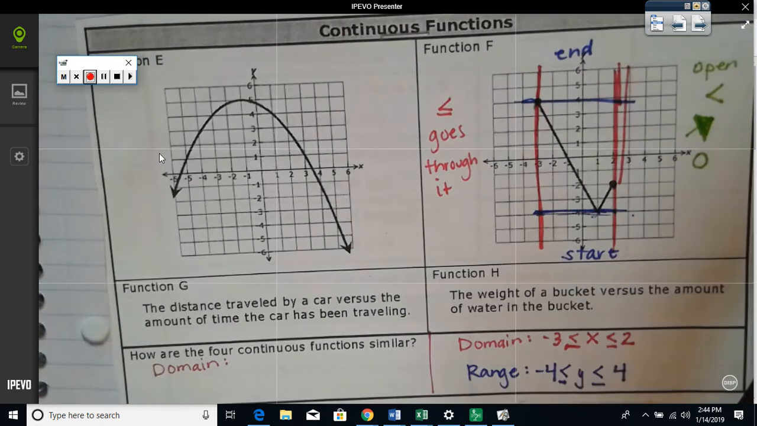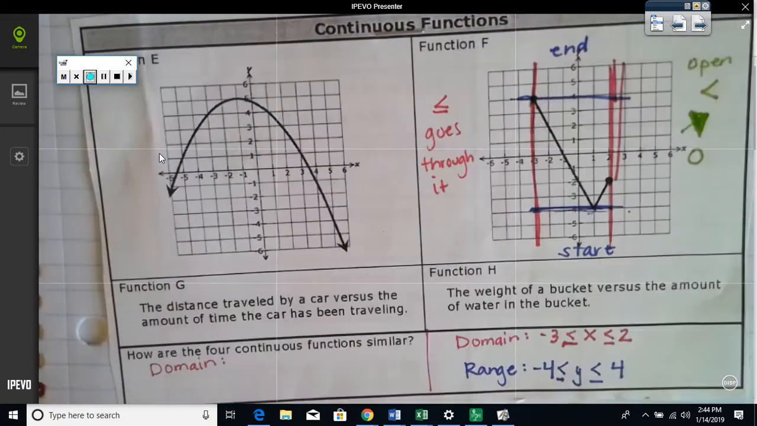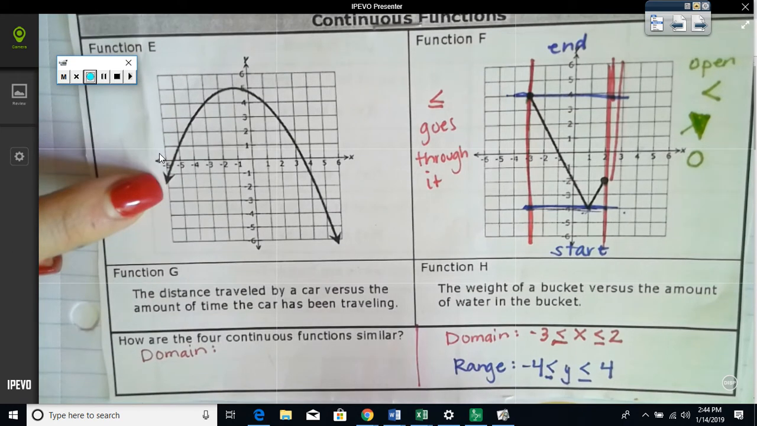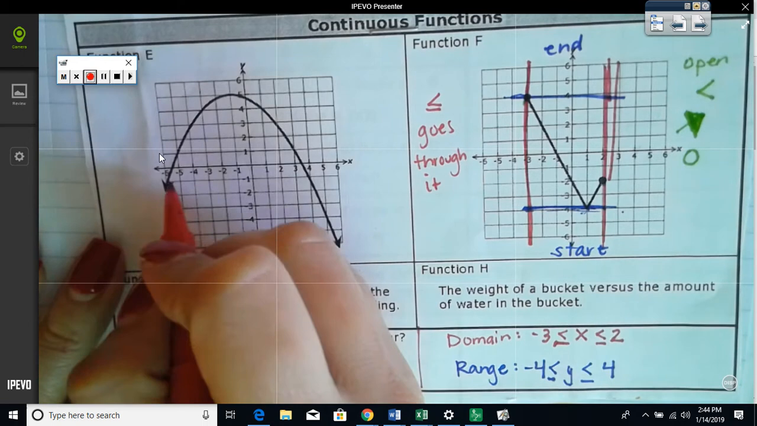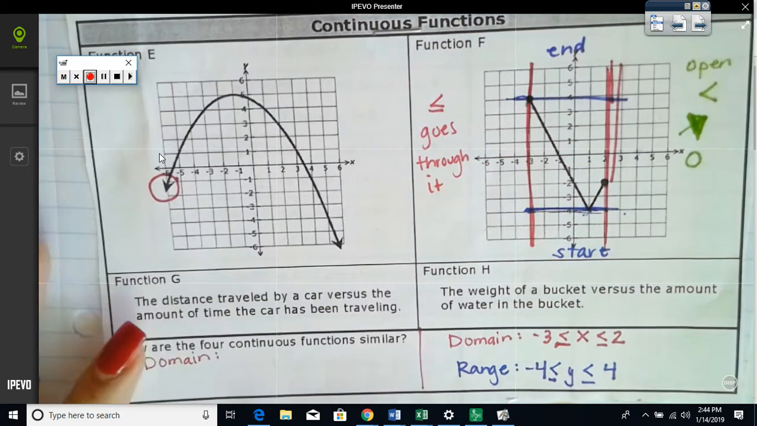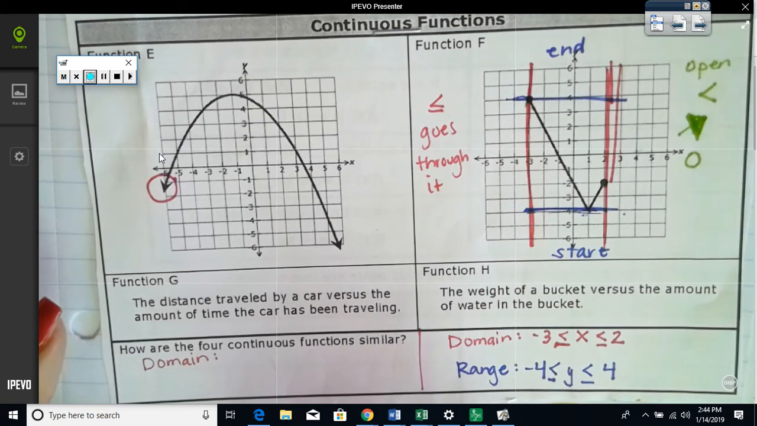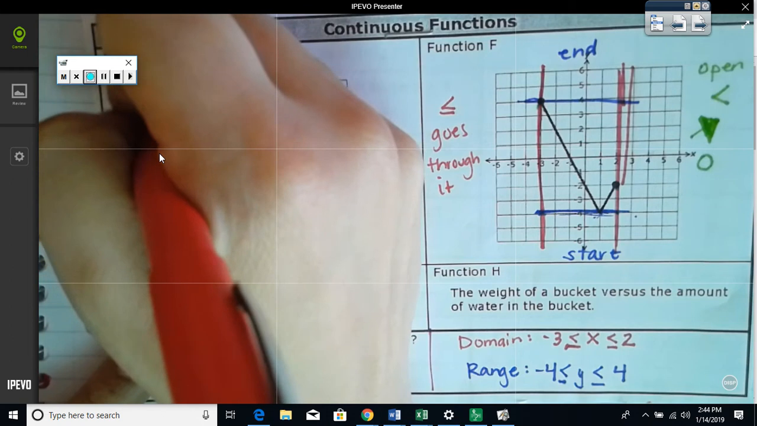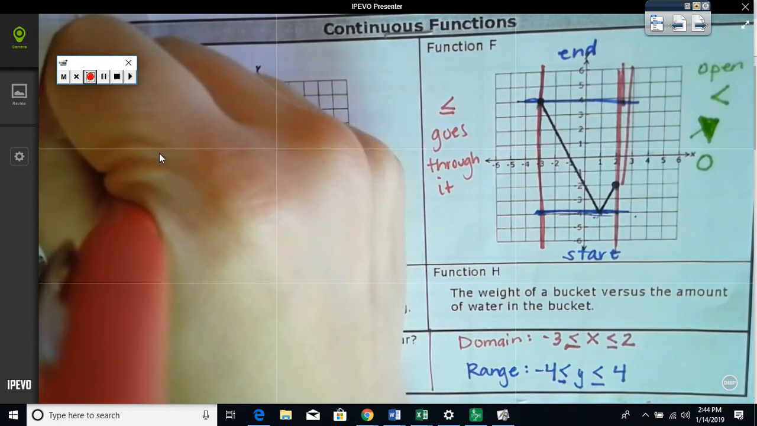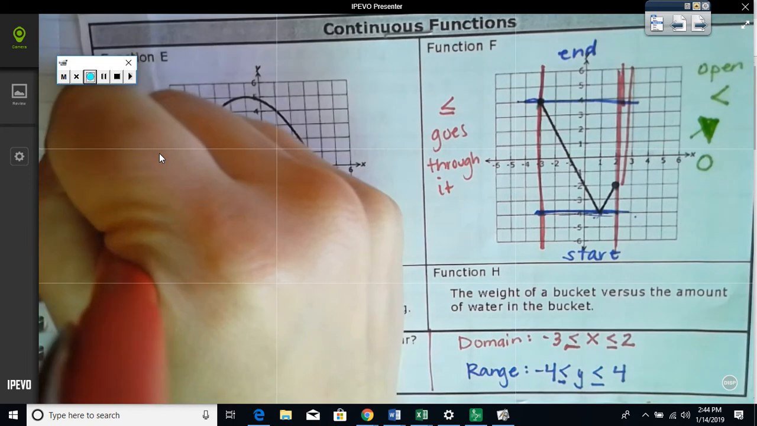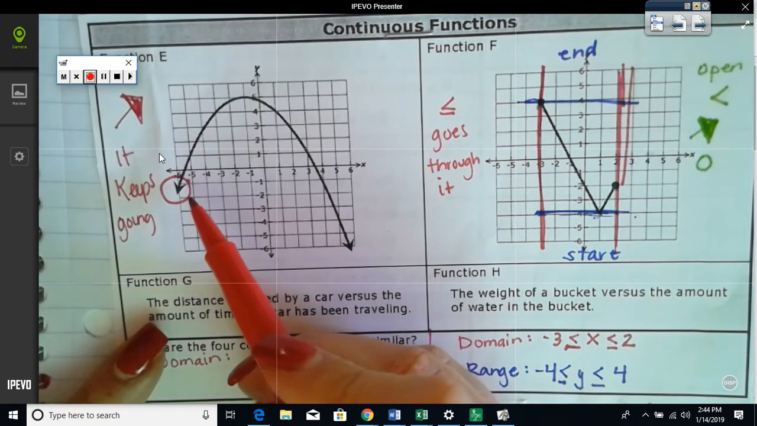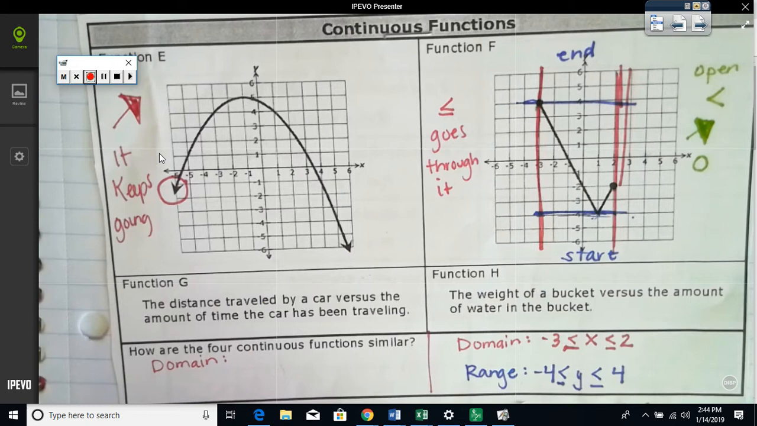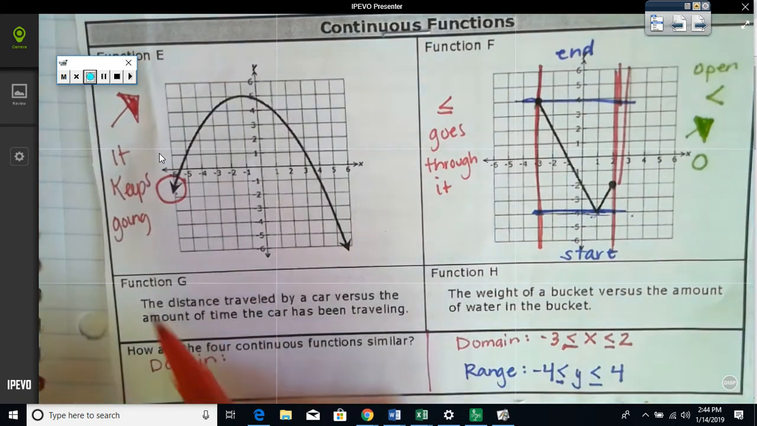Okay, this one looks a little bit tricky, but if you draw a line right here, what do you see there? Circle the arrow, please. So if you have an arrow, does that mean it's open or closed? Open. Arrows mean, please write this down, arrows mean it keeps going. It never stops. That line is going to keep going and going and never stop. It doesn't stop at -6. It's going to keep going.